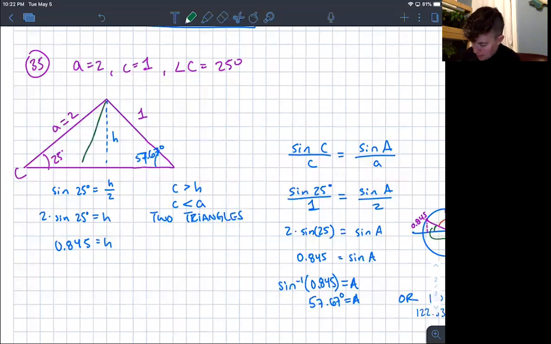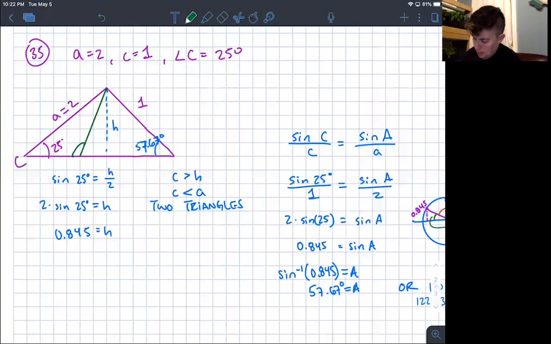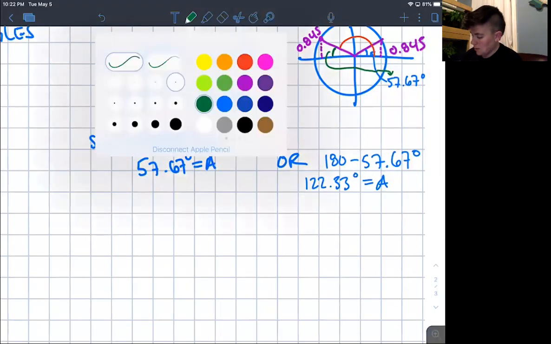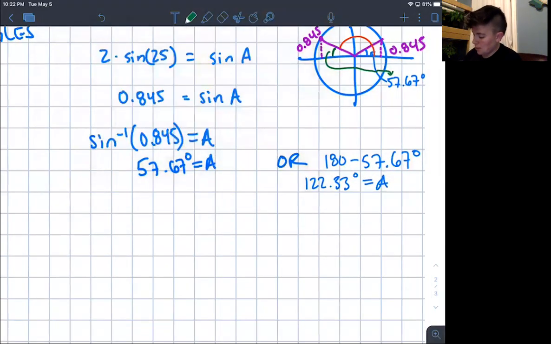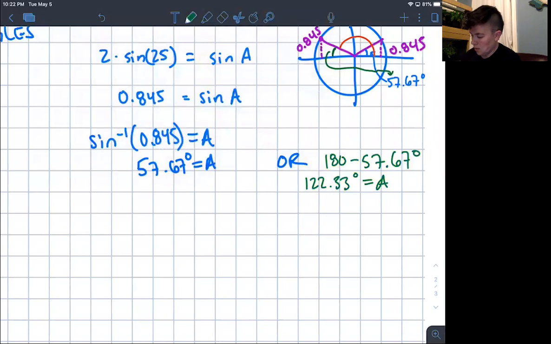I have this possibility for angle A right here too, 122.33. So now I need to find out what angle B is, and I'm going to have 2 possibilities for angle B. So let's make this one green, so we know that those are 2 different things.